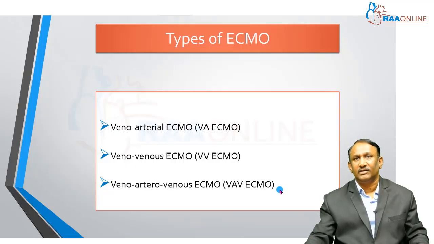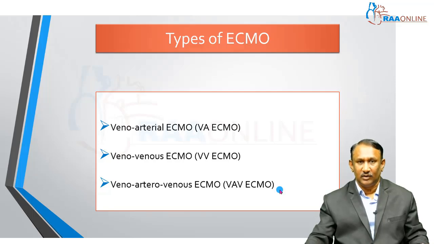These are the three commonly used types of ECMOs. The VA ECMO, that is a veno-arterial ECMO. VV ECMO, that is a veno-venous ECMO. VAV ECMO, that is a veno-arterio-venous ECMO. So when you see any nomenclature of the ECMO, it always has at least two names. Like here you have a VA, here you have VV, here you have more than two, that is VAV.